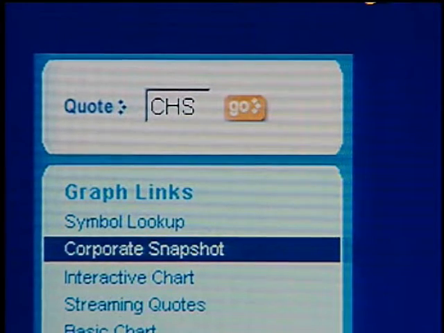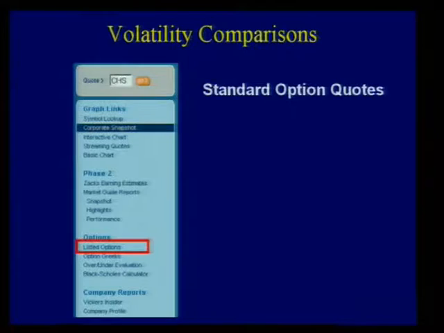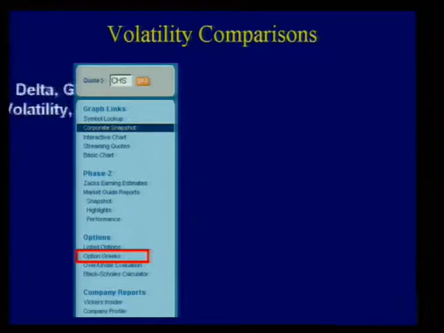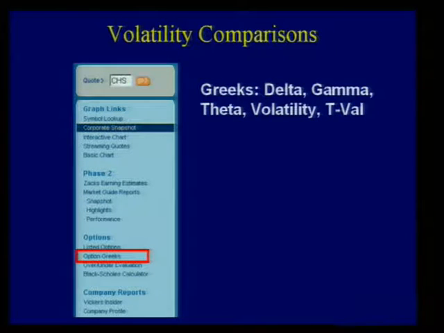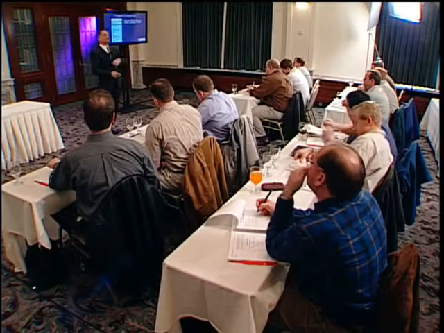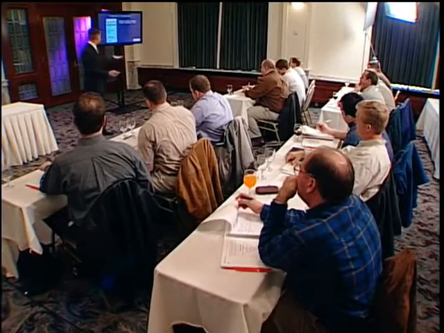We have our corporate snapshot. Scroll down underneath here, right here as we see our listed options. That is our standard option quotes. That's where you'll see your calls and your puts. Underneath that, that's our option Greeks. That's where you'll see your delta, your gamma, the theta, the volatility, and your t-value or your theoretical value. The t-val, or theoretical value, is according to the Black-Scholes model what the option, quote unquote, should be worth.